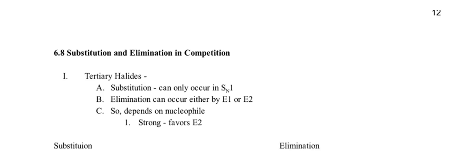Substitution is only going to occur by SN1. Elimination can occur by either E1 or E2, so it will depend on the nucleophile. So letter B, if there is going to be heat involved, which I like to include, your strong nucleophile, probably your negative ion, your anion, if you will, your strong base, will favor E2.